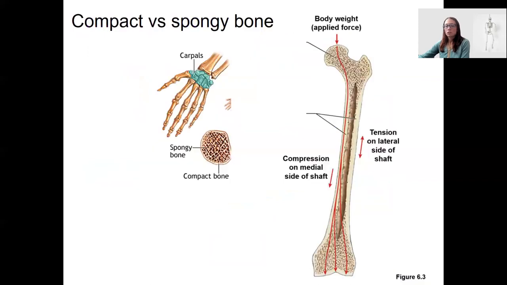Okay, let's talk a little bit more about compact versus spongy bone. These are the two layers that often exist, do exist. So in a long bone, spongy bone is more at the ends. Here is spongy. You can see that here as well is actually the bulk of these short bones. So different bone shapes have different proportions of these different bone tissue types. This then is going to be our compact bone.